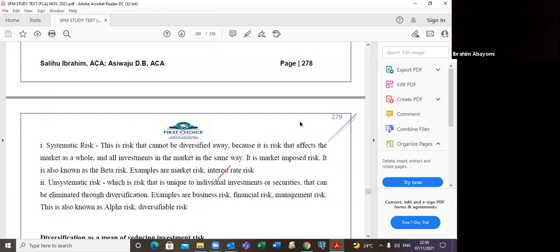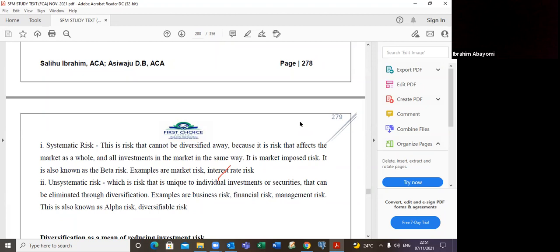Now, zero correlation is where you cannot even determine the pattern of movement of the investment return. They are neither positively correlated nor negatively correlated. When you have investment returns that are neither positively nor negatively correlated, the investments are said to have a zero correlation. It is interpreted to mean that the movement of the return on the investment cannot be established.